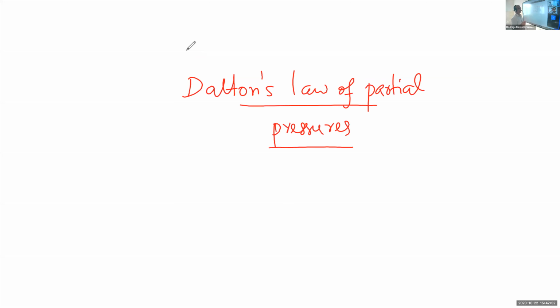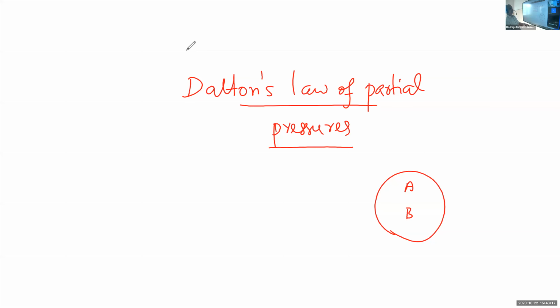Suppose you take a mixture of two gases, say in a cylinder or in a vessel, there is a mixture of gases. Gas A and gas B. Two gases are kept in a vessel like this. And the gas will be exerting a pressure.